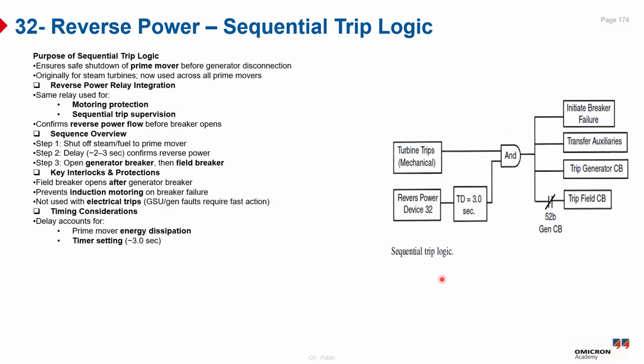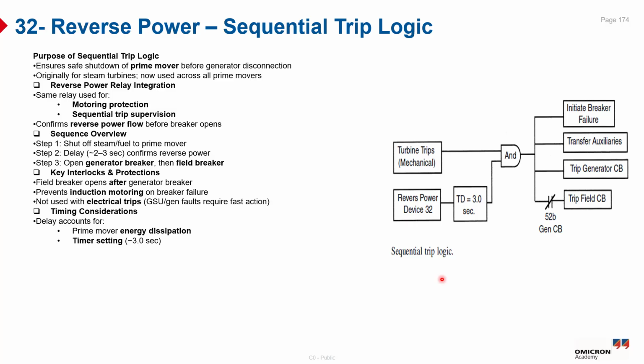Now we will talk about the sequential trip logic. The sequential trip logic ensures a safe generator shutdown by reducing the prime mover input before disconnecting from the grid. The reverse power relay serves two key roles here: detecting the motoring and supervising that the reverse power exists before the generator breaker opens. This prevents overspeed, especially in turbines with steam valve leakage.